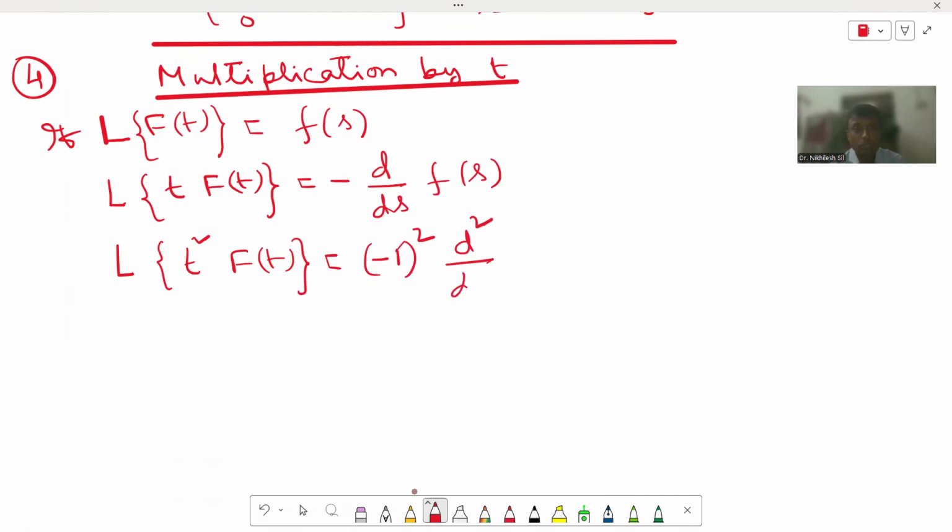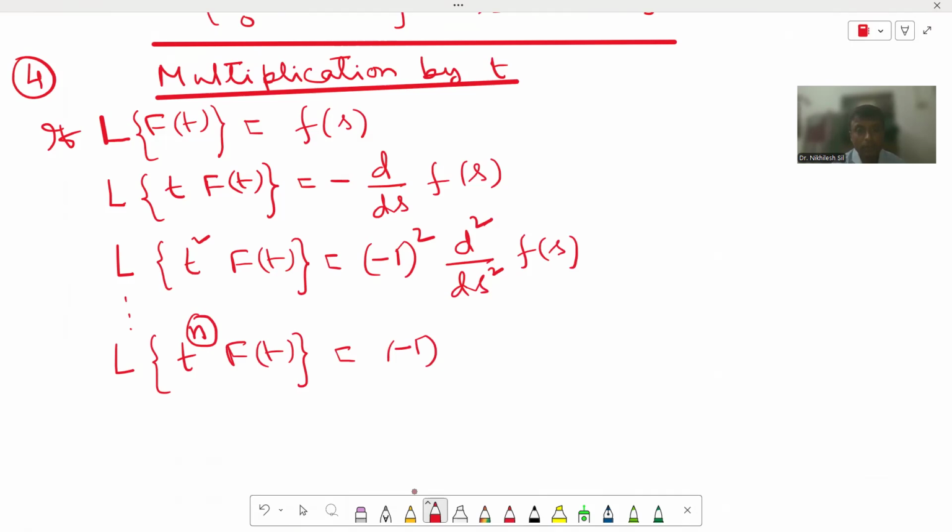d2/ds2 F(s). So we will differentiate F(s) 2 times. So similarly it will run. So Laplace of, if the function is multiplied by t to the power n, f(t), then what will be the formula? Since the power of t is n, so minus 1 to the power n. How many order derivative? Nth order derivative. d^n/ds^n F(s). Clear?